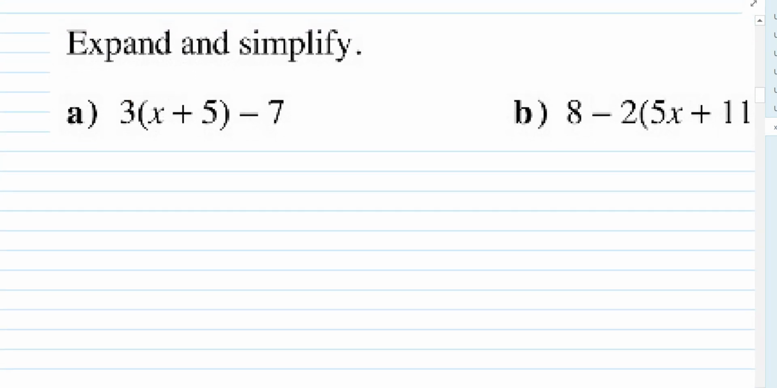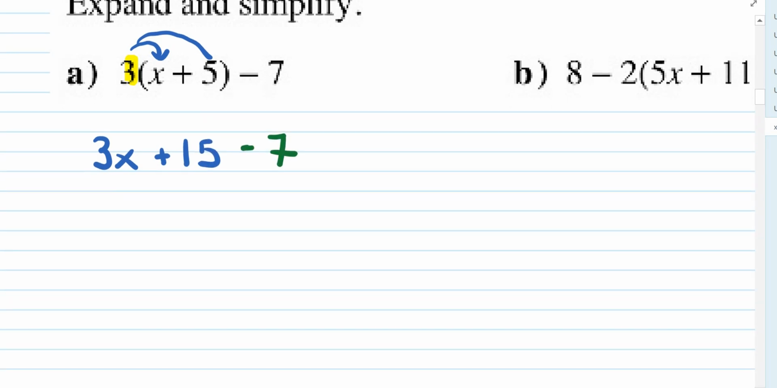We've got expand and simplify here. So there's a 3 on the outside here. So if I just expand this into the brackets, I get 3x. And 3 times 5 is going to be 15. And then we have the minus 7, which is tagging along. Okay, and then we have some like terms here, the 15 and the minus 7. So we just need to subtract those two numbers. So 15 minus 7 is going to be positive 8. So there's 2 steps for that particular question.